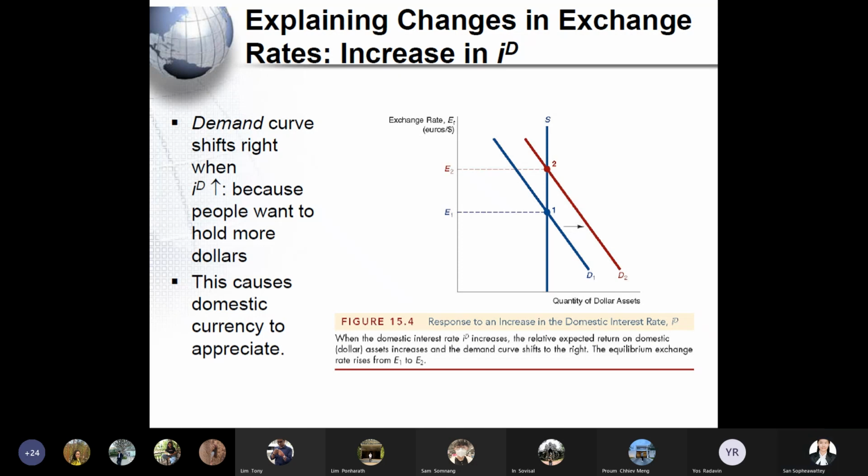And when the interest rate for domestic assets decreases, it's just the other way around. When the domestic interest rate increases, the relative expected return on domestic dollar assets increases, the demand curve shifts to the right, and the equilibrium exchange rate rises from E1 to E2 in this case.